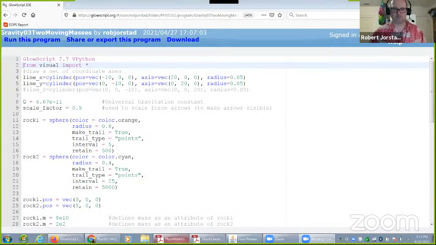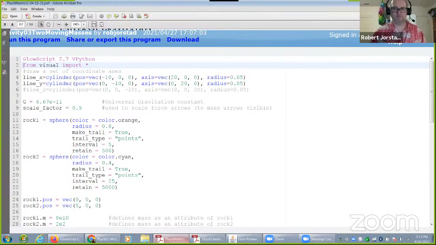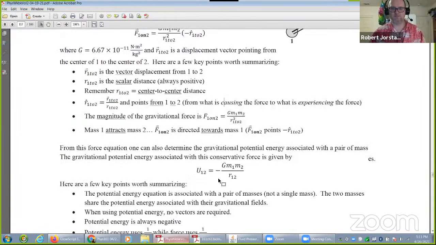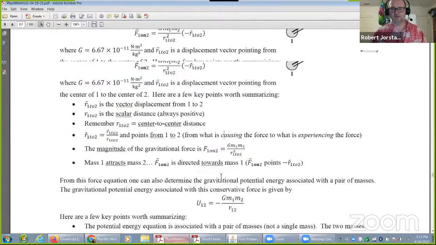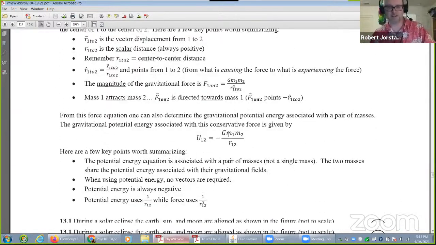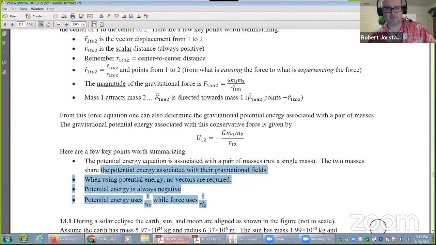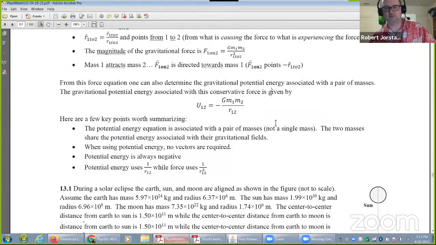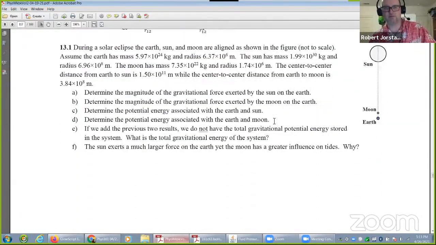Whoa, let's see here. Where do I want to go? All right. Keep this page close, and page 117. We're going to do the bottom problem first. Just keep it easy. Now, here's a couple of things I summarize about the energy. Here's a couple of things I summarize about the force. Let's just do the problem here. Let's do an actual problem now.